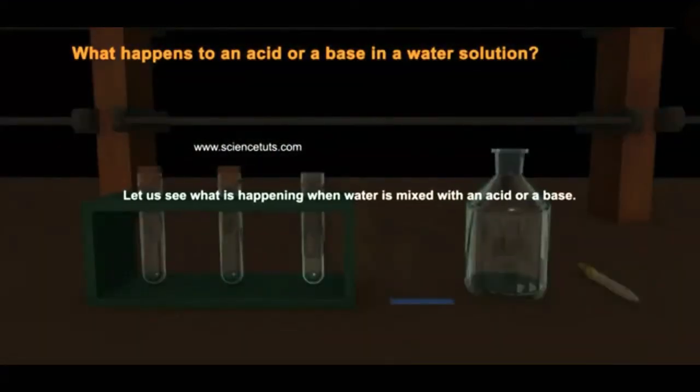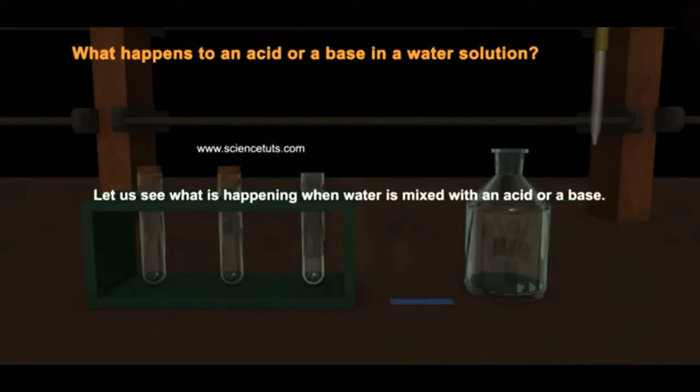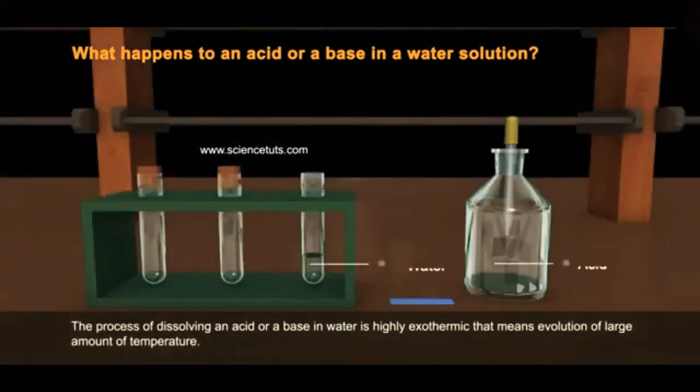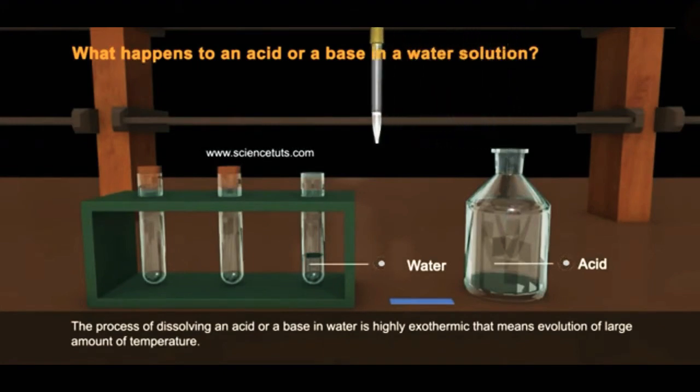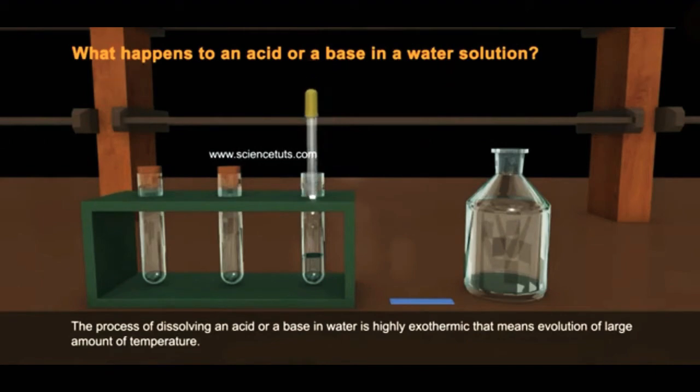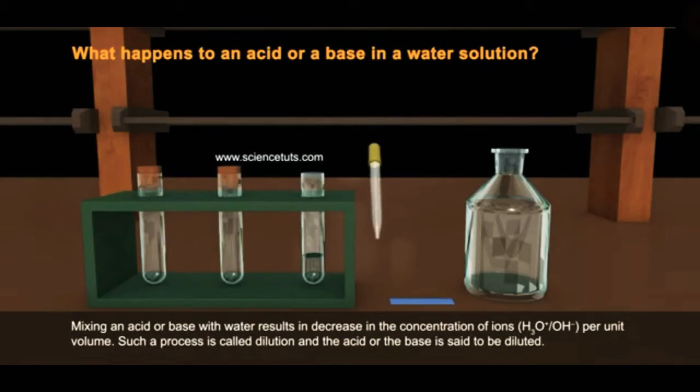Now let us see what is happening when water is mixed with an acid or a base. The process of dissolving an acid or a base in water is highly exothermic, that means evolution of a large amount of heat. Mixing an acid or base with water results in a decrease in the concentration of ions, that is H3O+ or OH- per unit volume. Such a process is called dilution, and the acid or the base is said to be diluted.